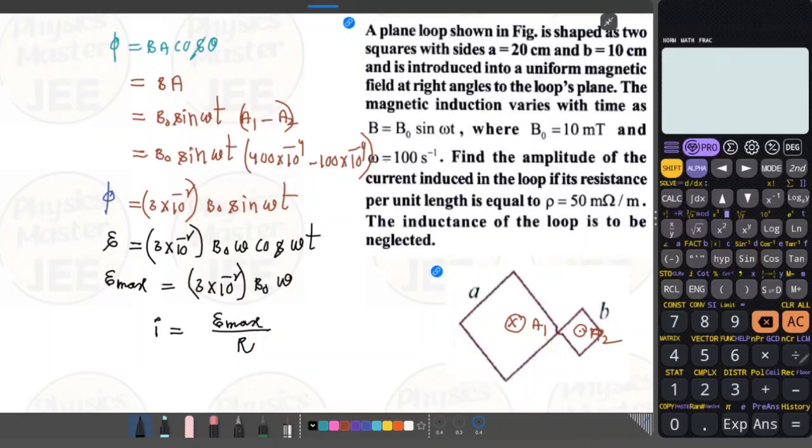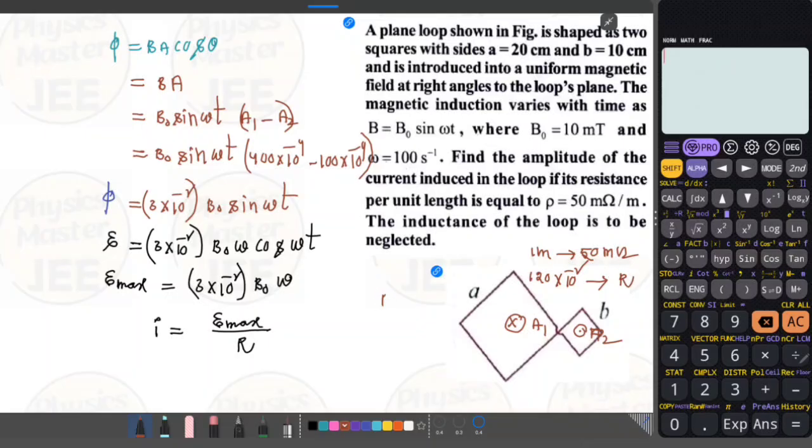Now we have to find that. Per meter there is 50 milli ohms. Now how many meters are there in total? What is the total length? 20, 20, 20, 80, and 40, that is 120 centimeters, right? When it is 1 meter, there is 50 milli ohms resistance. Now the total is 120 centimeters, which is 120 into 10 power minus 2 meters, right? So how much resistance will there be?